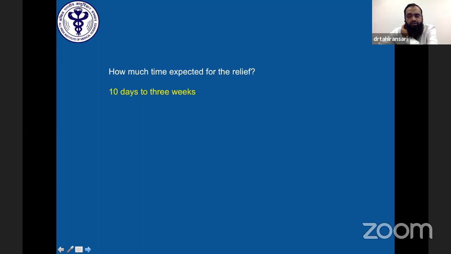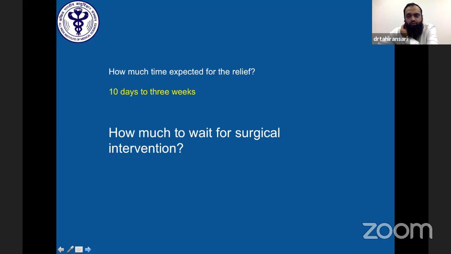And how much time is expected for relief before we go for surgery? What should we counsel the patient? The effect comes in 10 days to 3 weeks. So we have to be patient with this. We have to be a little more patient. And how much time to wait for surgical intervention? We can do it around 3 weeks, but the risk of infection is higher.